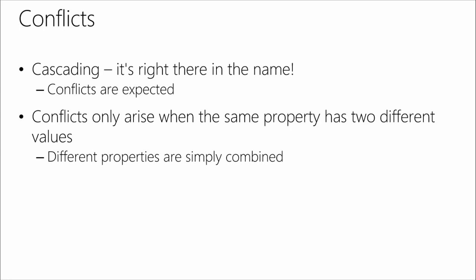All right. So, cascading, like we said, it's right there in the name. Conflicts are expected. But conflicts only arise if something says do one thing and something else on that exact same property says do something else. So if one thing said do red, and another thing said do blue, that's a conflict. In our case, that wasn't a conflict because we said we wanted the font to be something and the color to be something. No conflict there, so those are simply combined. So the question then becomes, what about inside of a conflict? Well, step 1, last right wins.